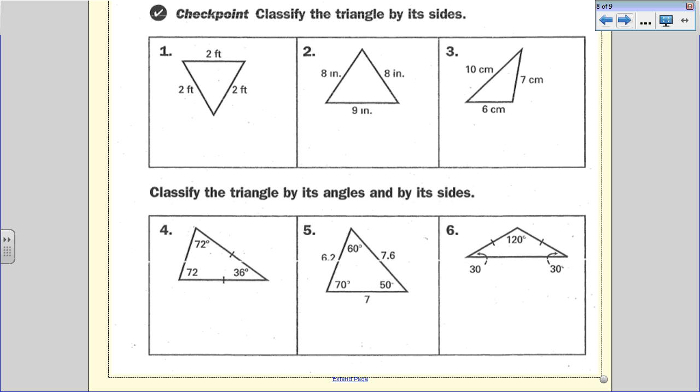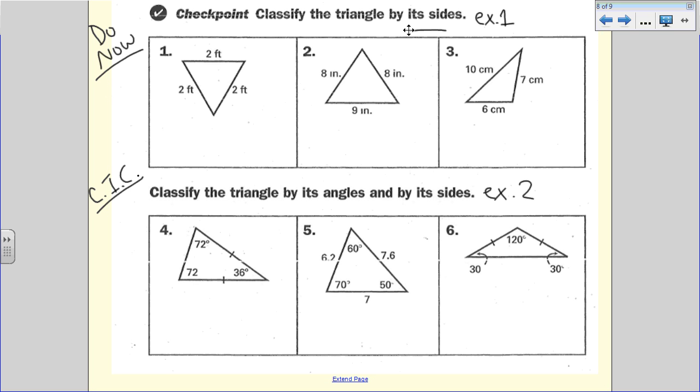All right, your checkpoint, ladies and gentlemen, you need to classify by sides, and you need to classify by angles and sides. I am not going to do this with you, but I will tell you that this is example 1. So go back and look at the vocab there. This is example 2. All right, guys, you need to be able to do those checkpoints on your own. So this is a do now, and this is a check in class. You will get 0 points if those are not done. This will be a check in class. Okay, guys? All right, let's go take a look at our last slide.